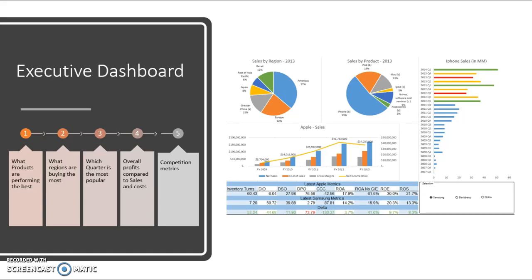After that, we are looking at the Apple sales. This provides the net sales, the cost of sales, and the complete margin between the two. And then I have a line going across, and that's our net income. So it just compares the three main indicators, that being sales, margins, and cost of sales. And then the net income across the board, just showing the growth of the company.